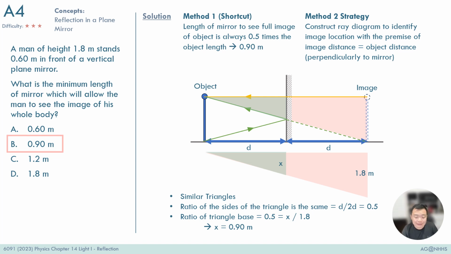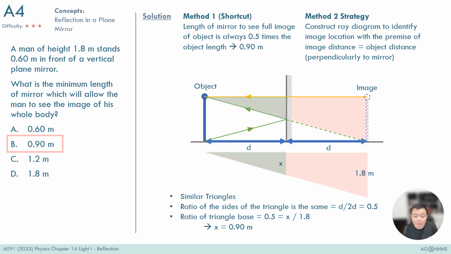So if you look at this green and red triangle, if you look at the horizontal length of the triangles, the green triangle horizontal length is D, and the red triangle is much longer, so it's actually 2D as the distance. So we take the ratio of D over 2D to be 0.5. This ratio will be kept the same for similar triangles regardless of the sides.